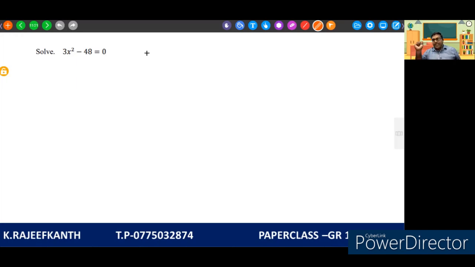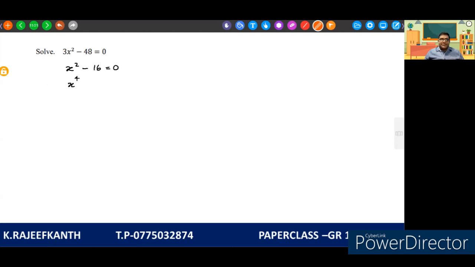3x squared minus 48. 3 is the common factor for all these terms. Then you can divide by 3. Then you have to make that expression a difference of two squares. Then you can factorize. After factorizing, you can find the value for x. Here this is a quadratic equation. Then you have to get two answers for x. Here 3 is the common factor. So I am going to divide each of these terms by 3. Then x squared minus 16 is equal to 0.